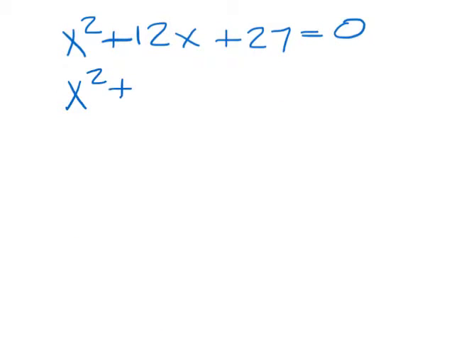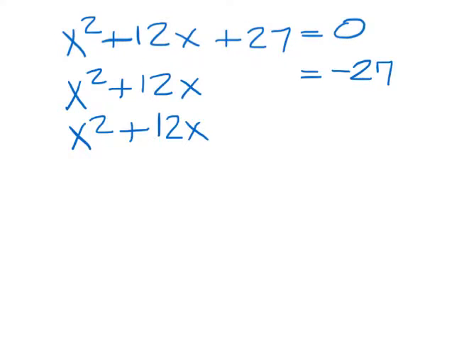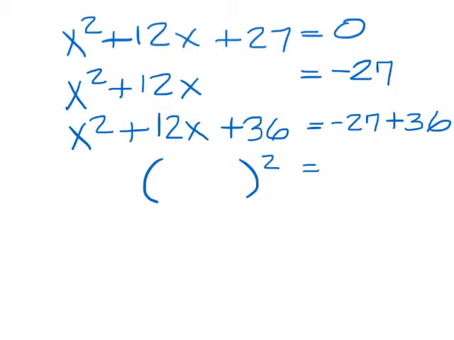Step 1 is to move the 27 over to the right and make it negative. And then find half of the middle term, which is 12. Half of 12 is 6. 6 squared is 36, and then add 36 to this side. Make a perfect square on the left by using x, the sign from the middle, and half of 12. And then add over here on the right to get 9.